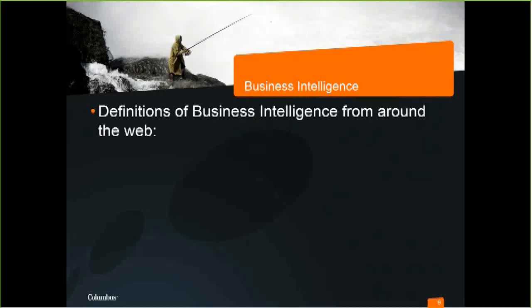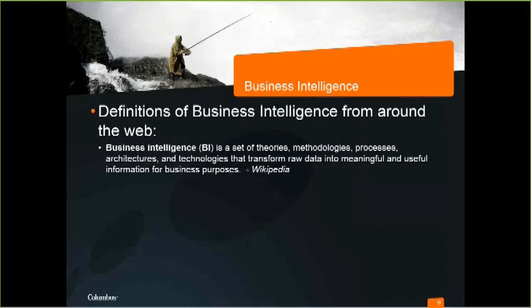Of course, there are other definitions. Wikipedia says business intelligence is a set of theories, methodologies, processes, architectures, and technologies that transform raw data into meaningful and useful information for business purposes. I like this one. It's a nice, simple way to define BI.